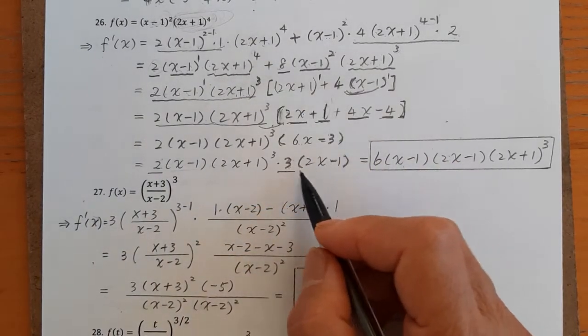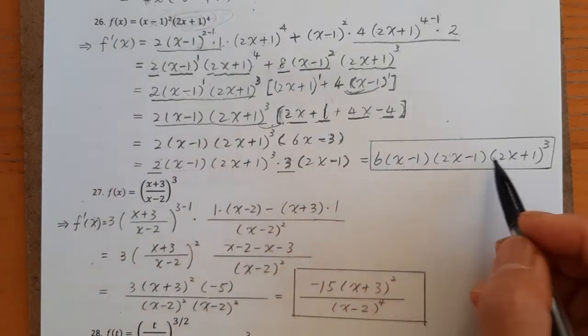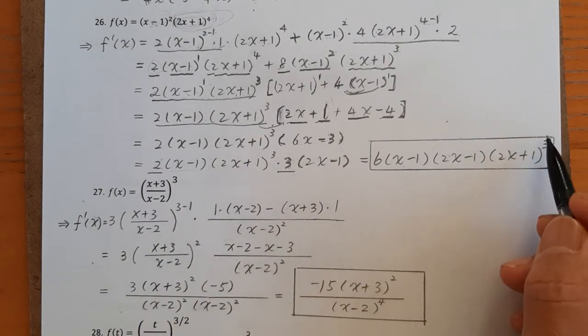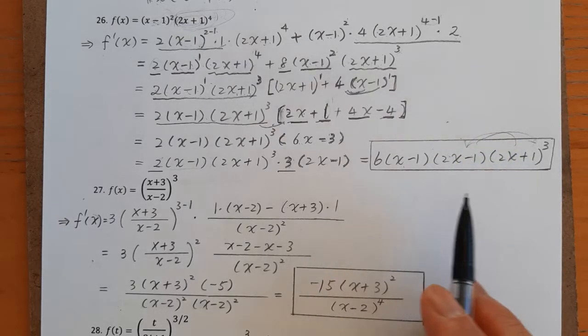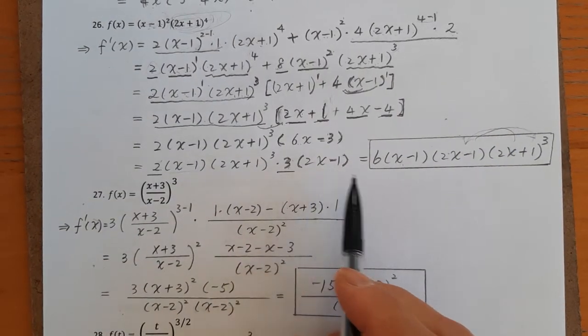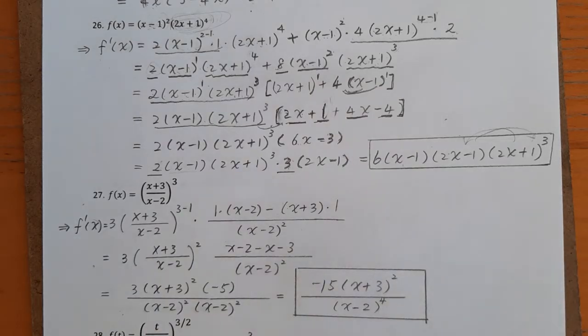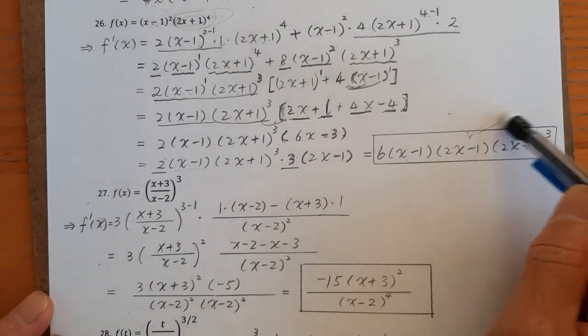2x, I put this first: 2x minus 1, and put this 2x plus 1 cubed. If you want to exchange them, it's okay. You want to put this first and put this, it's okay. They are equal. No problem.